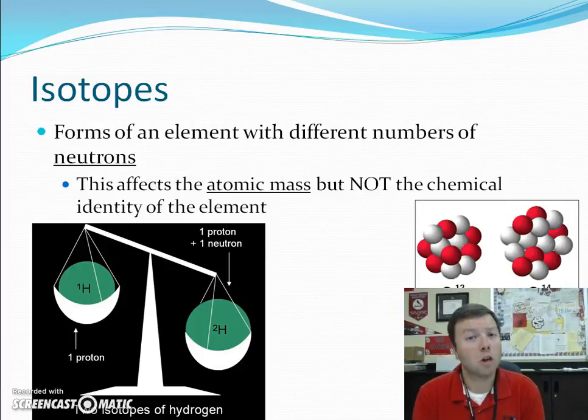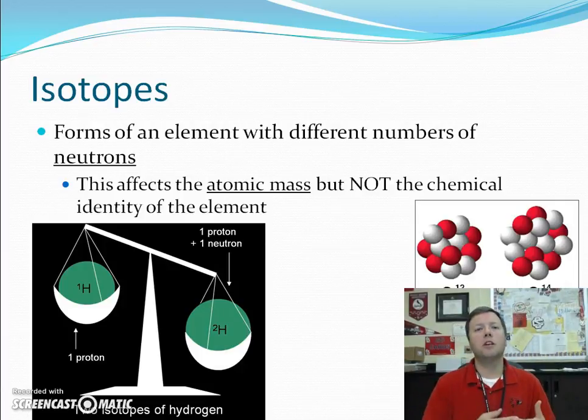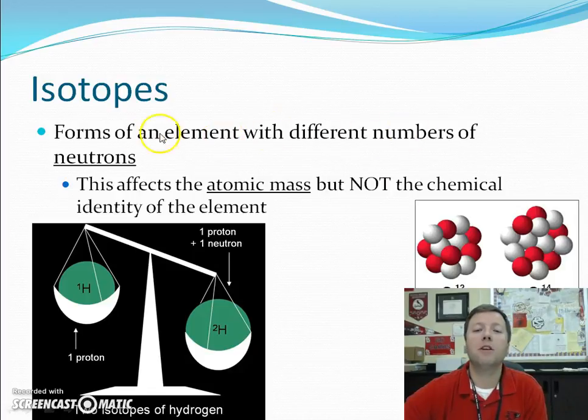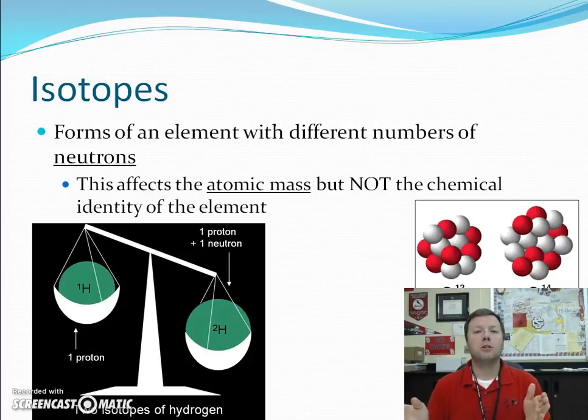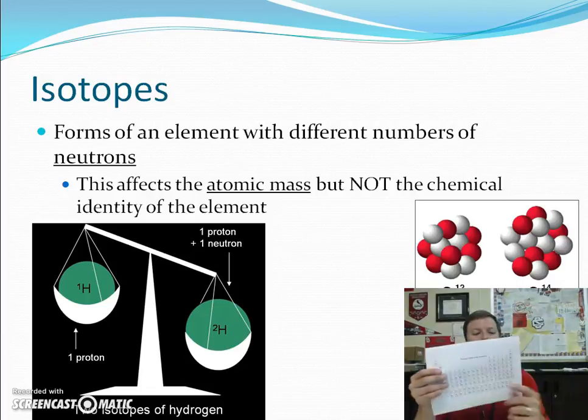So, isotopes. Earlier I said that we'll talk about neutrons more in a moment. The time is now. Isotopes are forms of an element with different numbers of neutrons. This affects the atomic mass, but not the chemical identity. Remember a couple slides ago when we said, hey, this is an example of carbon that's neutral, this is an example of carbon that's charged. I knew both examples are carbon, and now you do too because they have 6 protons.